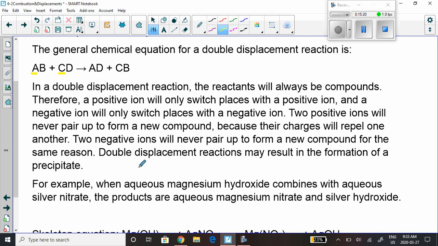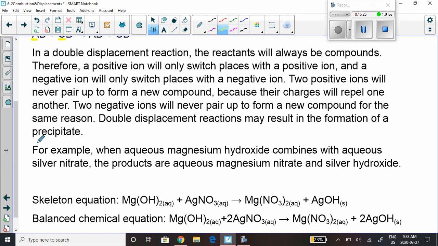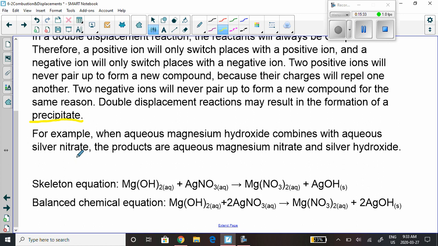Double displacement reactions may result in the formation of a precipitate. Not always, but sometimes you will get a precipitate form. We talked about this for a while now in our class, and it was in another video. So let's do an example here. Aqueous magnesium hydroxide, there it is. Aqueous, dissolved in a solution. How would we get this formula, you may ask? Through the crisscross rule right there, okay? And it combines with aqueous silver nitrate right there. Aqueous silver nitrate. It's in a solution. How would we get this formula?